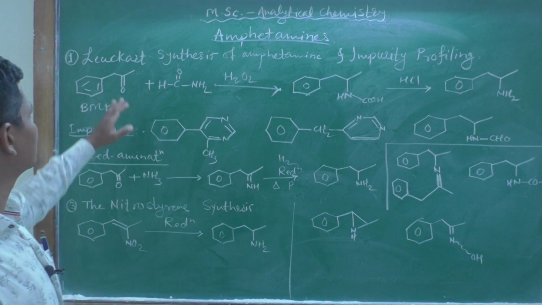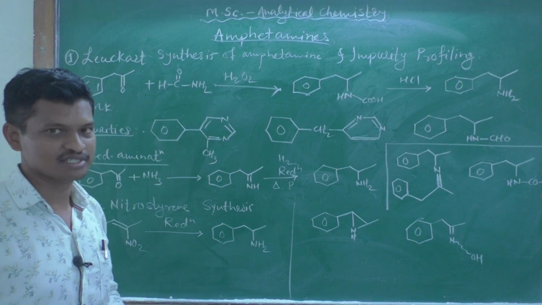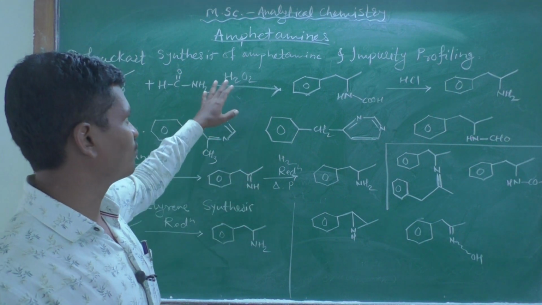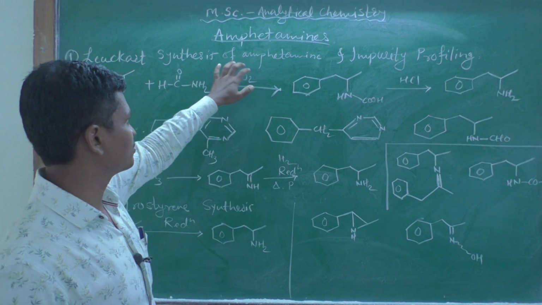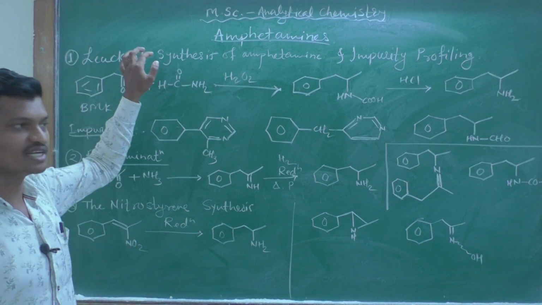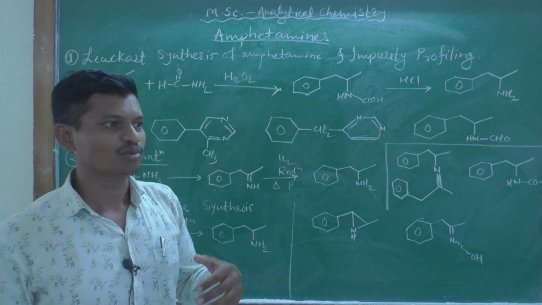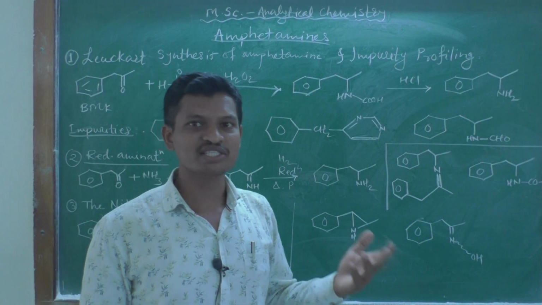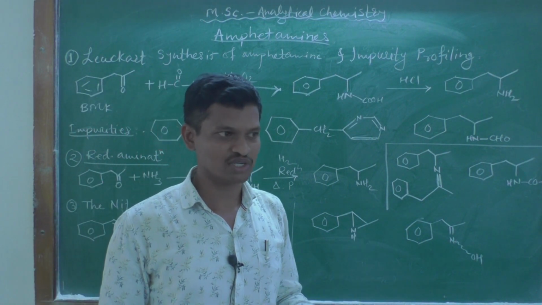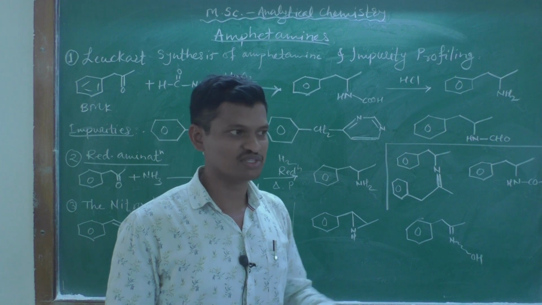The first one is Leuckart synthesis of amphetamines. This synthesis of amphetamine is suggested by the scientist Leuckart. And what are the impurities produced during this synthesis, during this production in the laboratory? That we have to see.